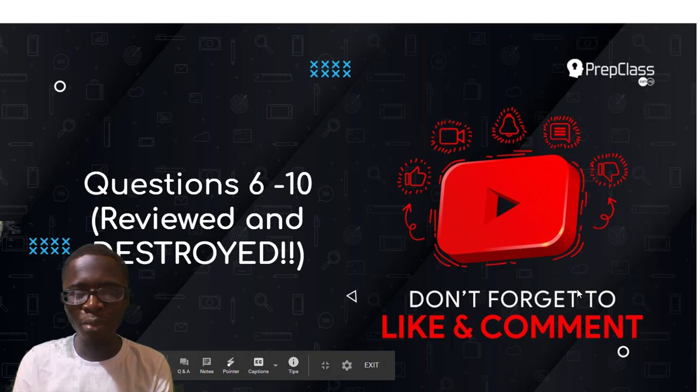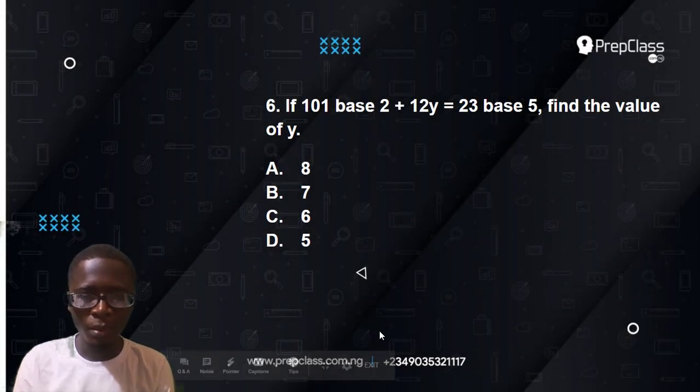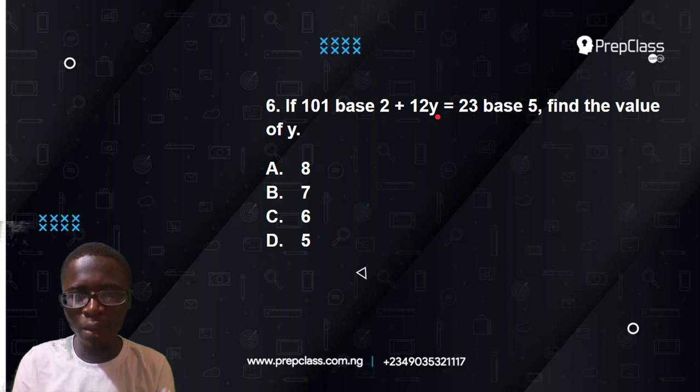So, without wasting much time, I would like us to move straight ahead to question number 6. It says, if 101 base 2 plus 12 base y is equivalent to 23 base 5, find the value of y.